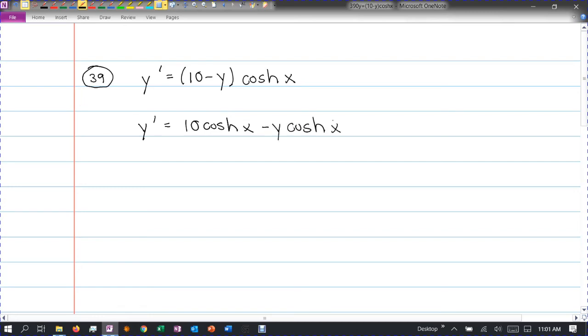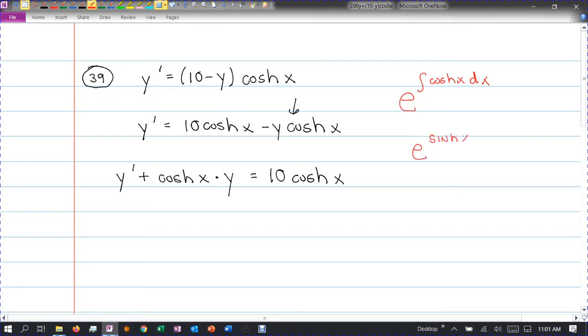Okay, I need my y on the left-hand side, so y prime plus, now I'm going to write it backwards because I need a function of x in front of y, and the right-hand side, 10 cosine hyperbolic x, can stay, and I'm ready. Integrating factor, e to the integral cosine hyperbolic x dx, and that's a nice one because the antiderivative of cosine hyperbolic x is sine hyperbolic x. So this is equal to e to the sine hyperbolic x.